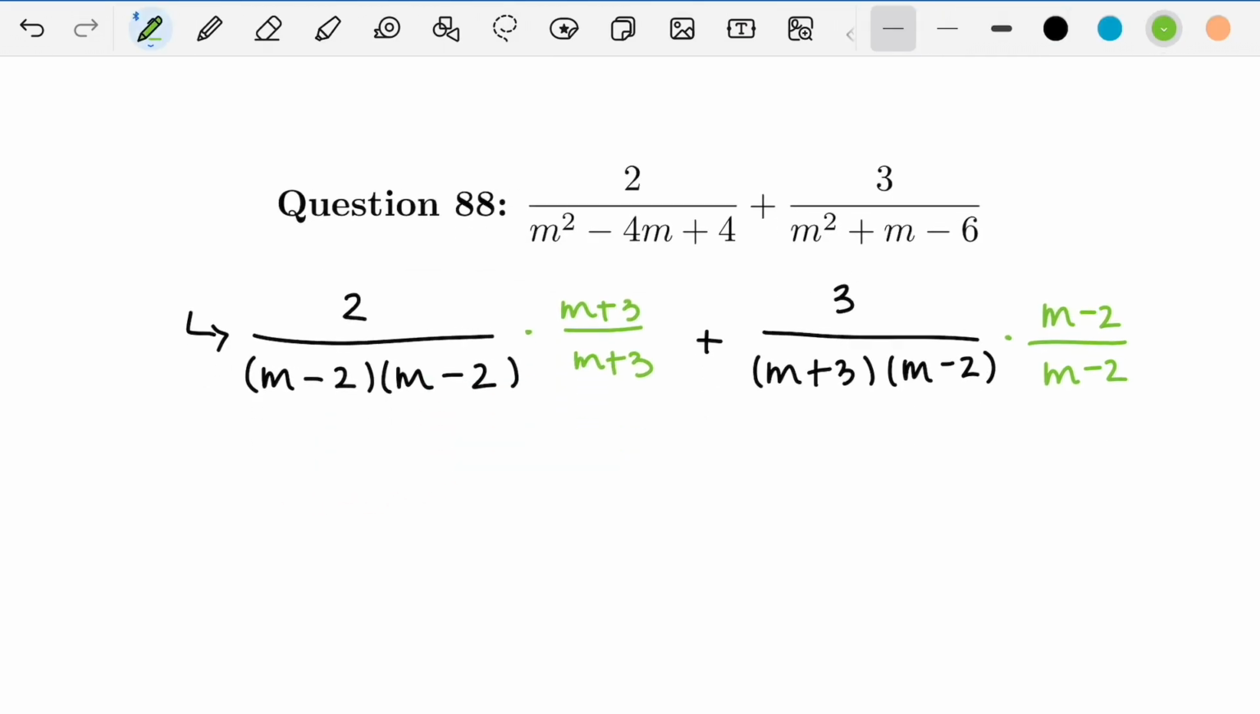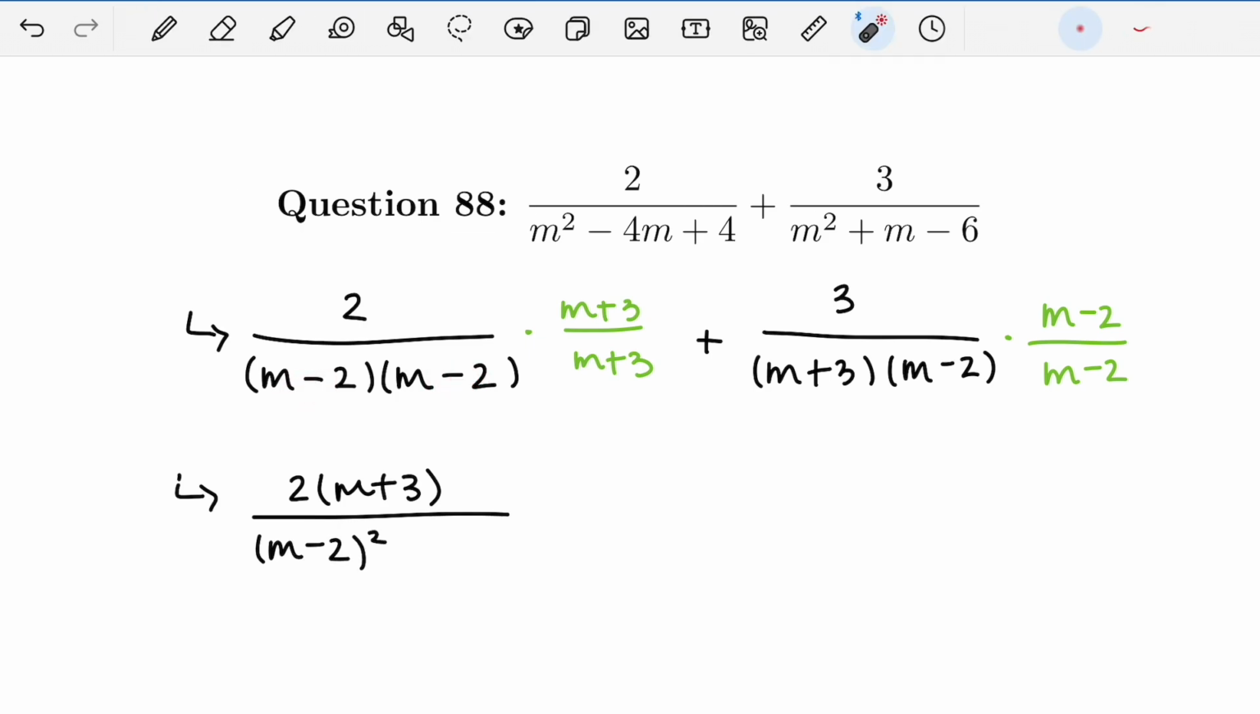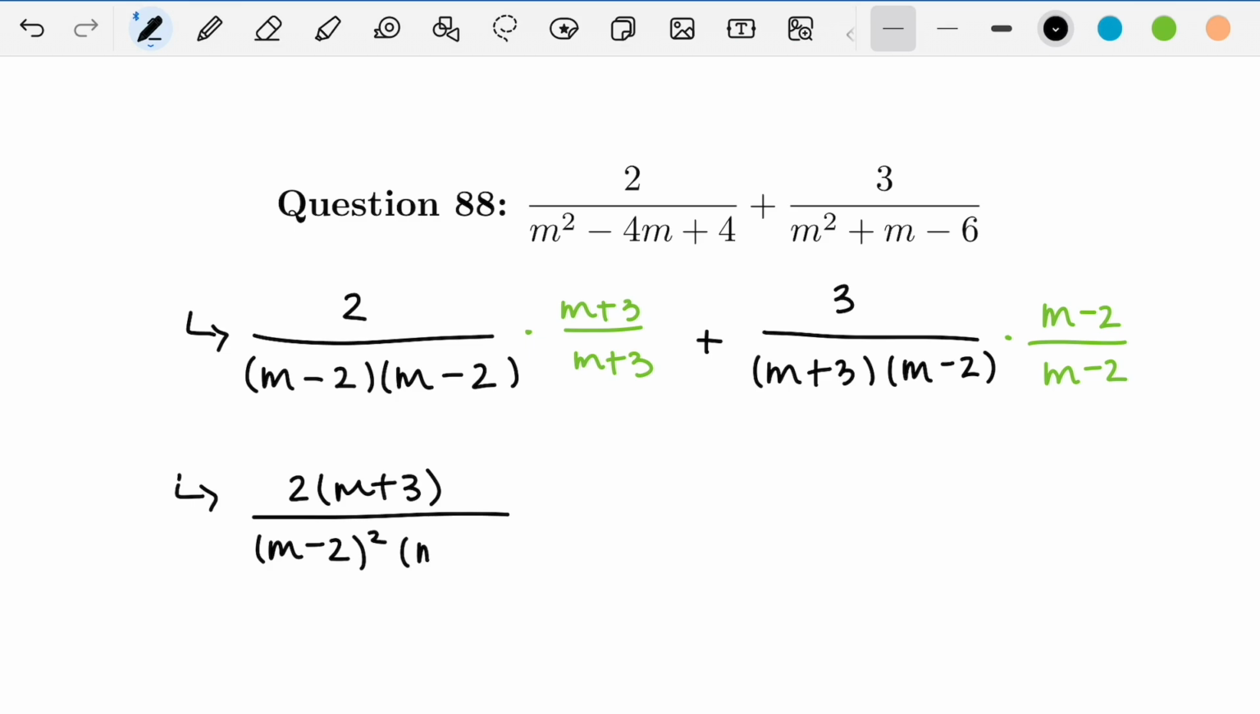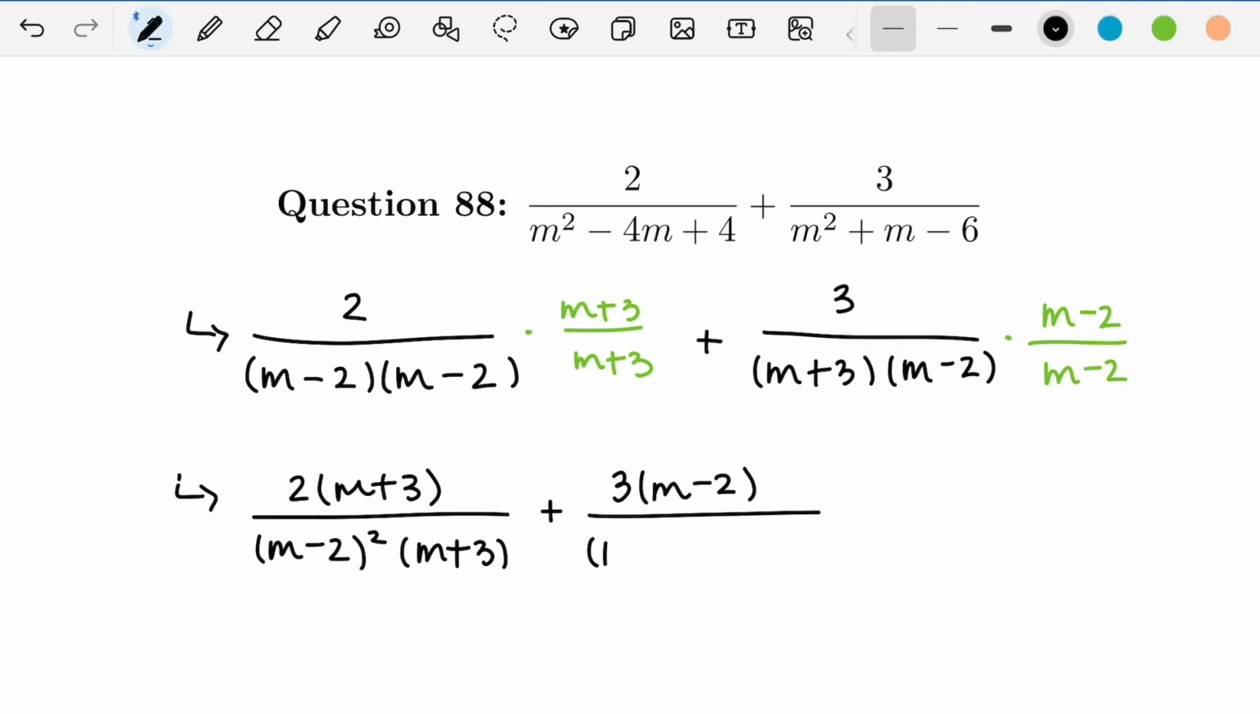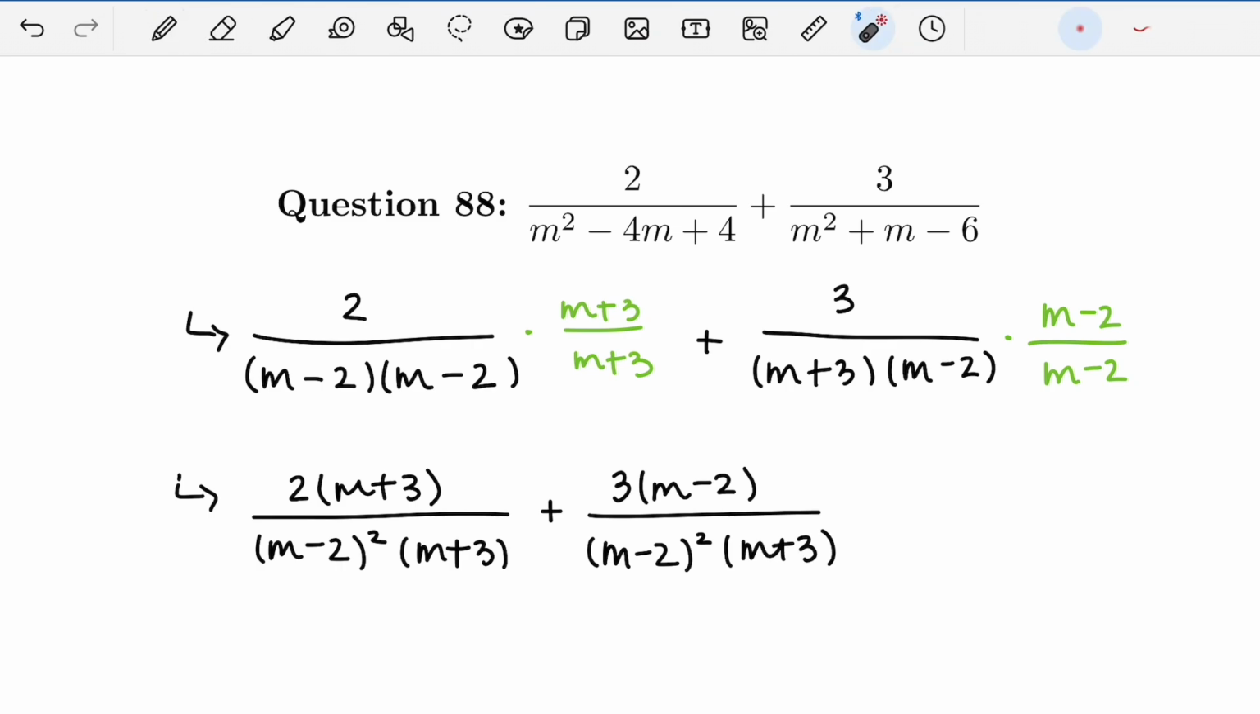So doing that, we're going to end up with 2 times m plus 3 in the numerator, and then in our denominator here, I'm going to write m minus 2 squared, since we have an m minus 2 times an m minus 2, so just writing this in a more compact form, and this is times m plus 3. Now for our second expression here, we're going to have 3 times m minus 2 over, so now we have m minus 2 times m minus 2, so that'll give us m minus 2 squared, and this is being multiplied by m plus 3. So doing that, multiplying each of these expressions in the numerator and denominator by the missing factor in these factored polynomials gives us a common denominator.